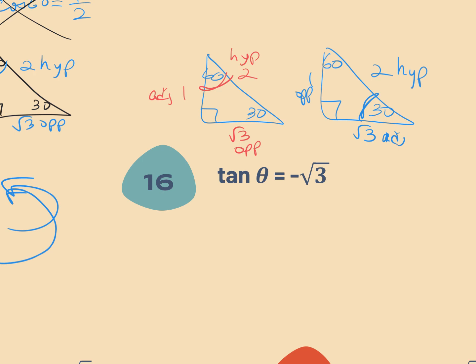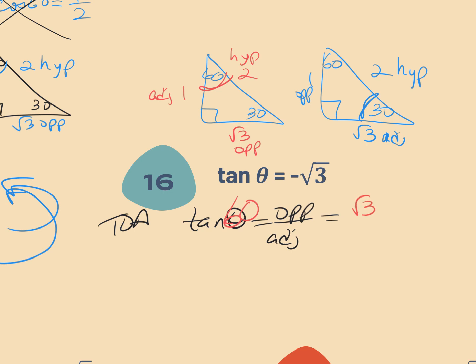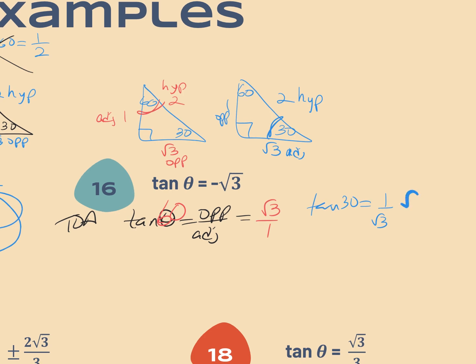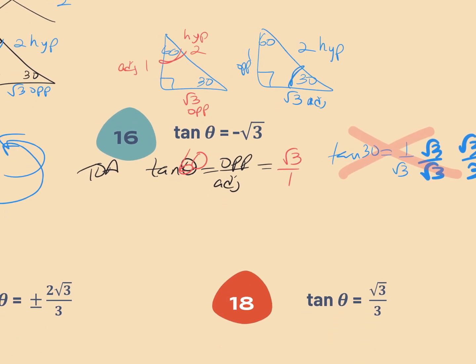So now what I'm going to do is figure out tangent. Tangent is TOA, opposite over adjacent. So for the red, let's do it for the 60. So opposite is square root 3, adjacent is 1. Oh, look at this, I got it the first time again as well. So if I would have done the 30, the tangent of 30 is going to be 1 over the square root of 3, and I would have had to rationalize. So root 3 over 3. So this is the one I do not need. I need the reference angle of 60.